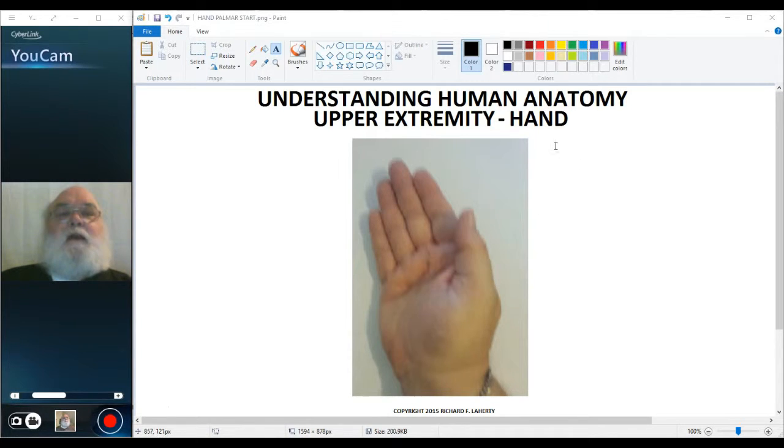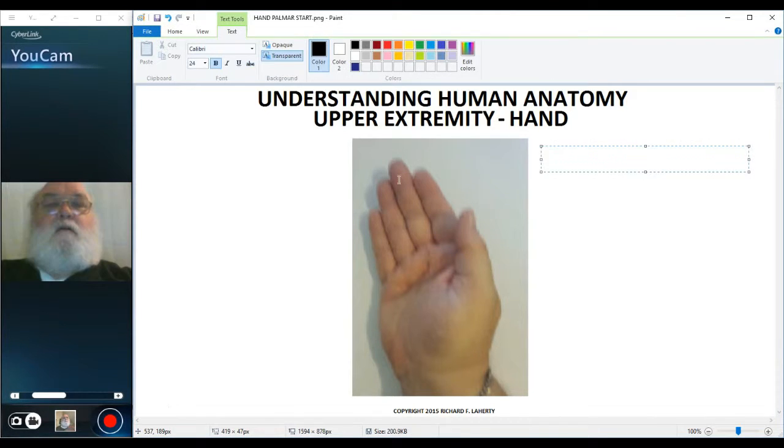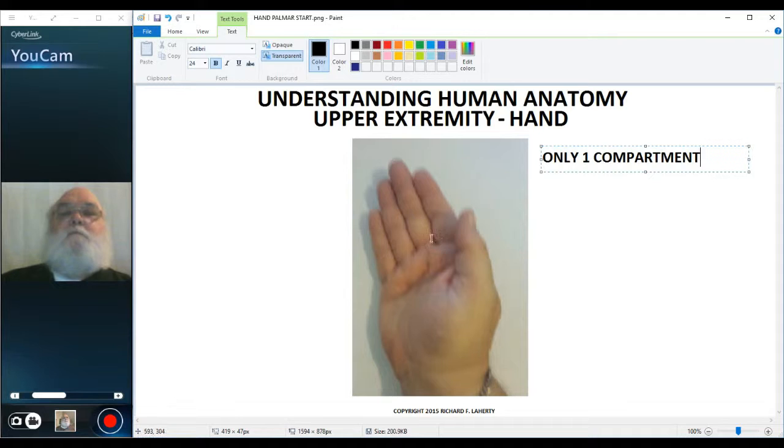One thing about the hand is that there is only one compartment. So all the muscles will be in one compartment, and that's essentially on the palmar side. There are tendons we're going to see running on the dorsal side of the hand, but all the muscles will be on the palmar side.